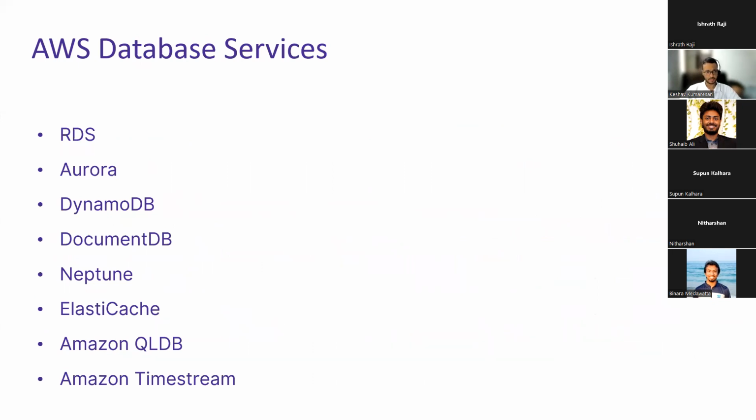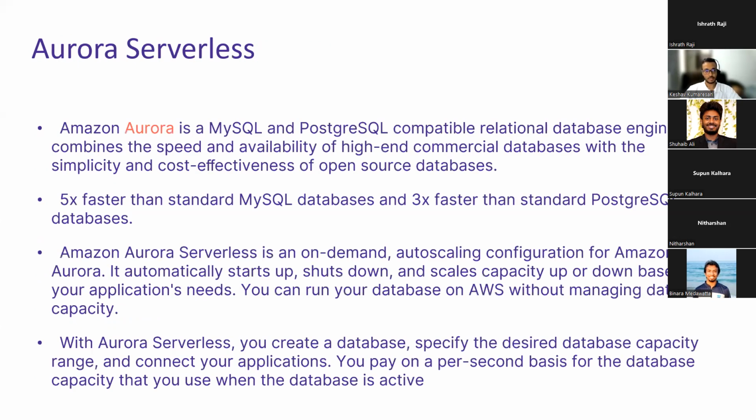In databases, there are several different database services in AWS. We have RDS, Aurora, DynamoDB, DocumentDB, Neptune, and so on and so forth. Most of these are serverless. Some of them have servers that you sort of have to manage. But I will go through some of the main serverless offerings here in AWS databases. And the first one is called Amazon Aurora Serverless.